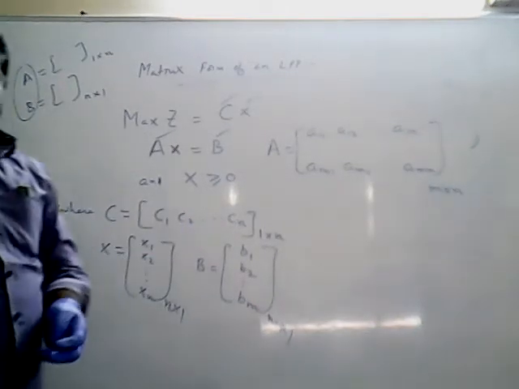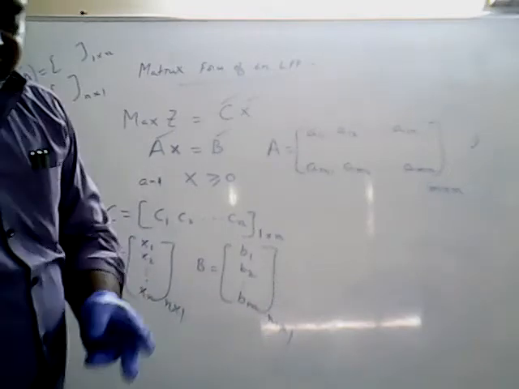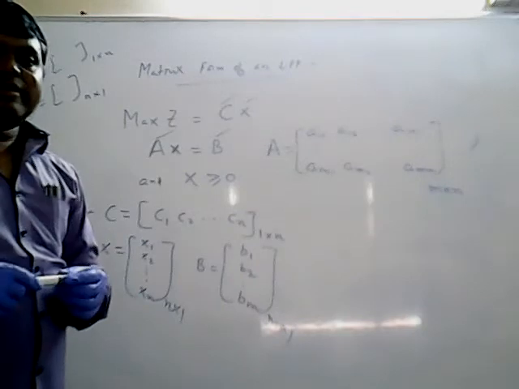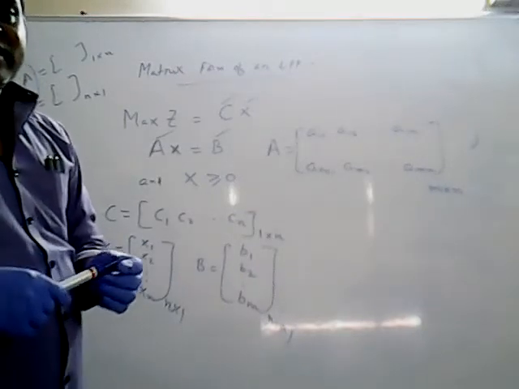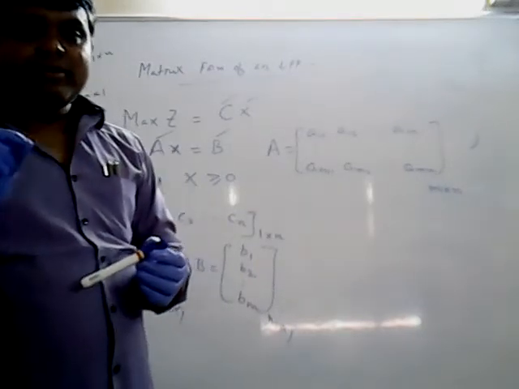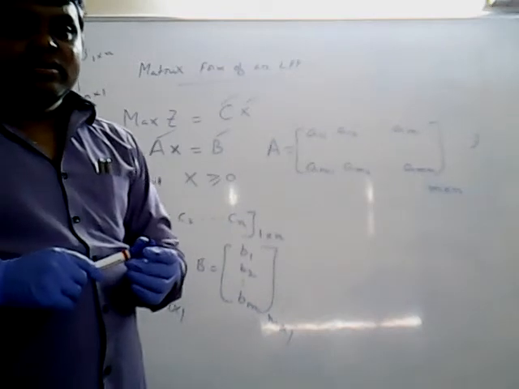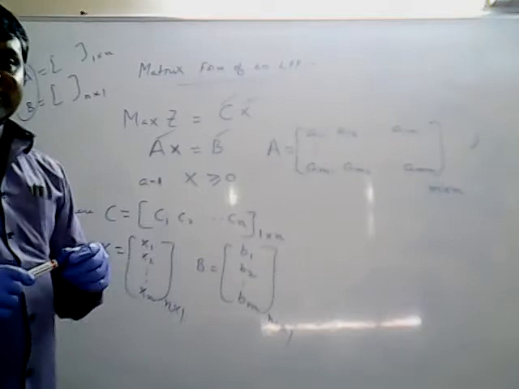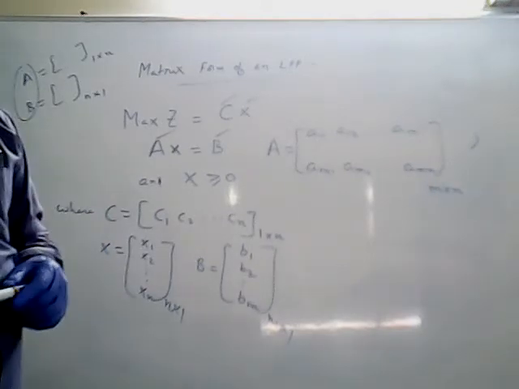So what are the definitions we have discussed up to now? The first one is LPP. What do you mean by LPP? LPP means linear programming problem. An objective function, a set of constraints, and non-negative restrictions together are called an LPP.